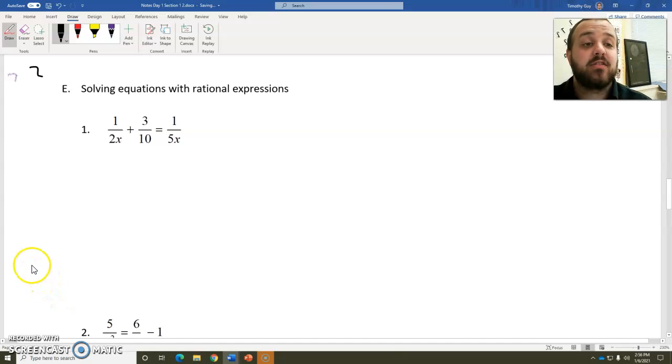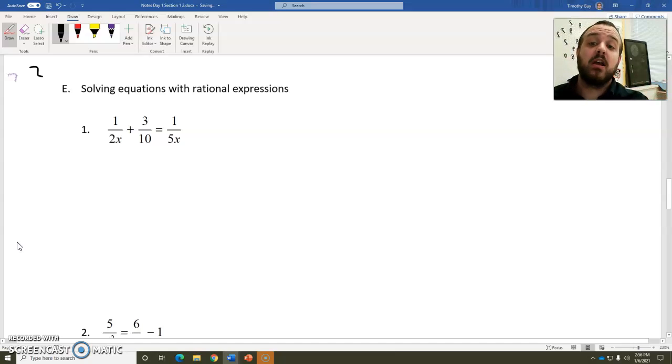Today we're going to talk about how to solve equations that have rational expressions in them. Basically, instead of graphing two variable rational functions, these are one variable equations that we're just going to be solving for x. The way we're going to do that is by using some tricks and things that we already know in order to solve these.